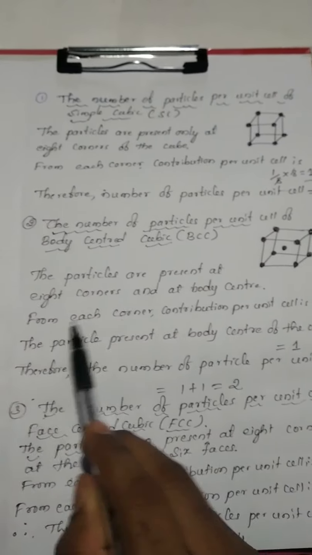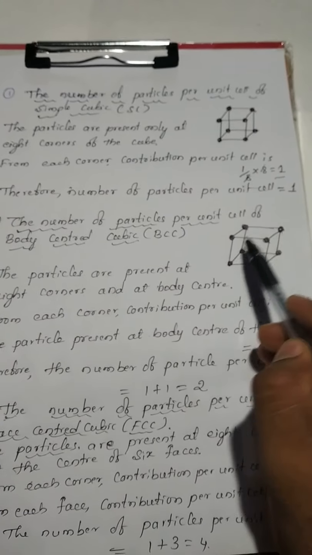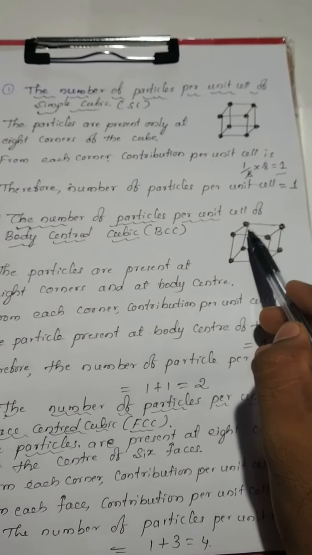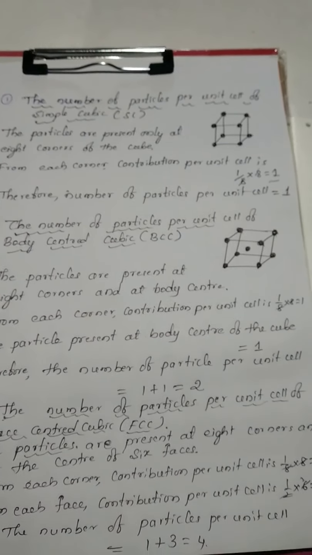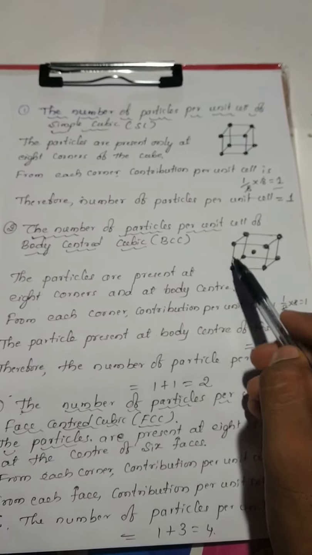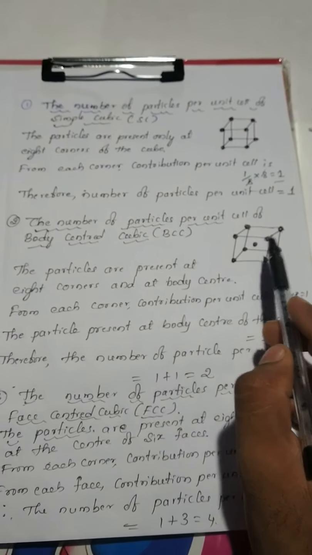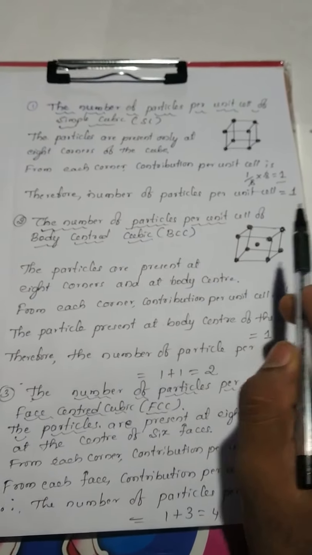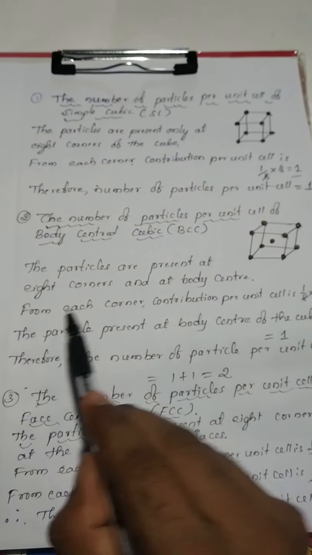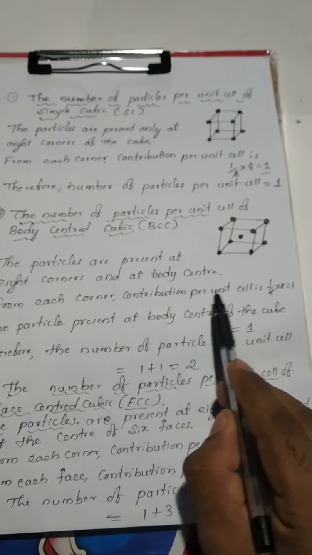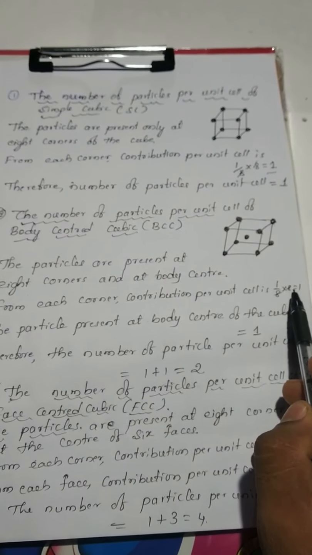See here, from each corner, it is a 1 by 8 portion, 1 by 8 portion, 1 by 8 portion, 1 by 8 portion. How many corner atoms are there? 8 corner atoms are there. Each corner atom donates 1 by 8th part of that atom. So from each corner, the contribution per unit cell is 1 by 8 into 8, that is equal to 1.